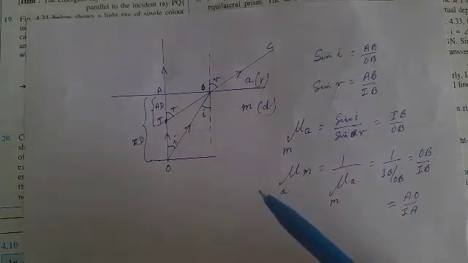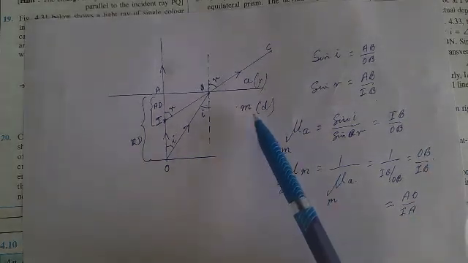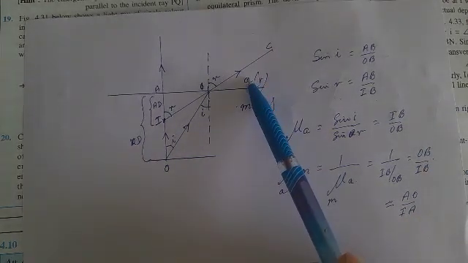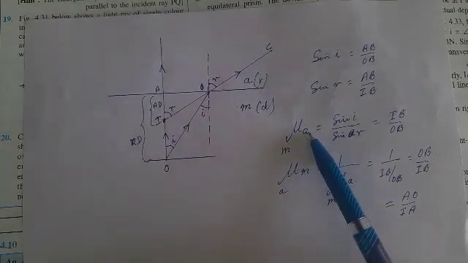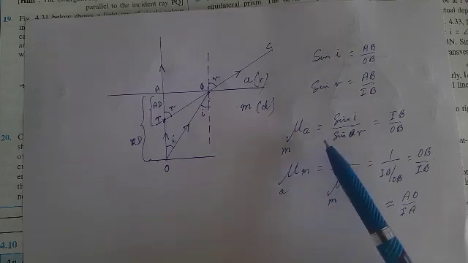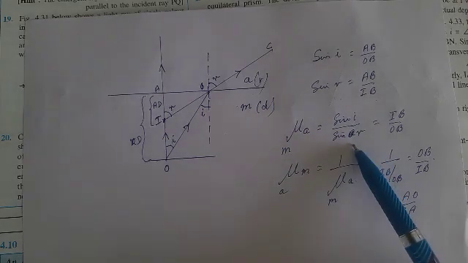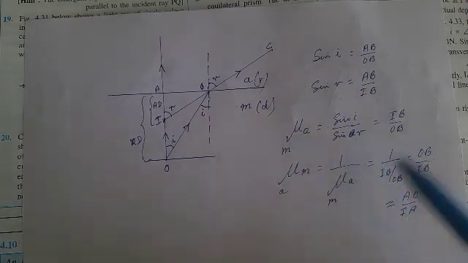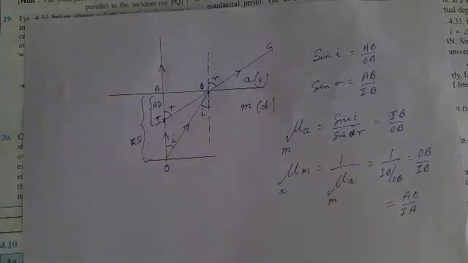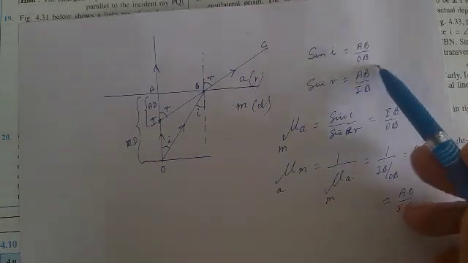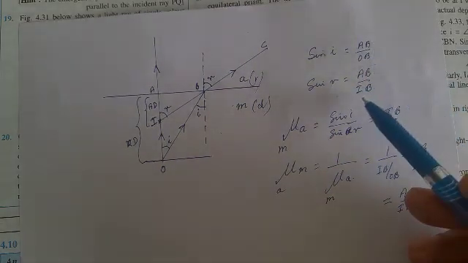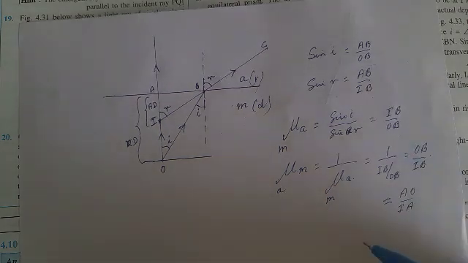Now, the ray of light is traveling from medium to air. We say refractive index of air with respect to medium is sin I by sin R. Now, you divide sin I by sin R and see what happens. AB and AB cancel, and you get a reciprocal, IB by OB. AB and AB will cancel, and it will become IB by OB.